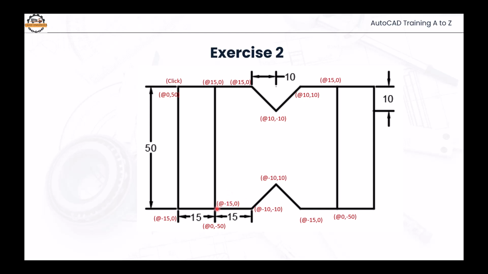Once the sketch is closed here, we'll start from here. So the coordinate value from this point to here will be @15,0. Now next, we have to come to this point. So again, the value will be @0,-50. Now, for closing the sketch, we have to come to this location. So the value from this point to this point will be @-15,0. Now let's see, by using these coordinate values, how to create this diagram in the software.